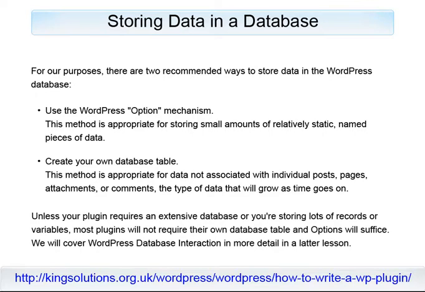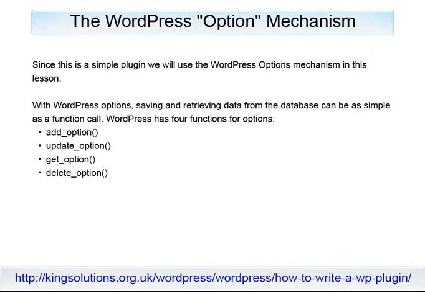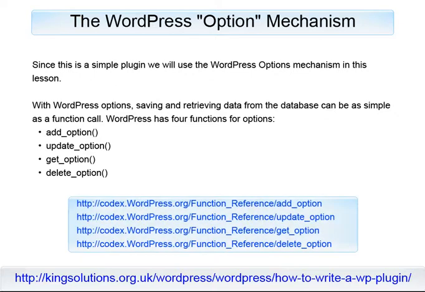Unless your plugin requires an extensive database or you're storing lots of records or variables, most plugins will not require their own database tables, and options will suffice. We will cover WordPress database interaction in more detail in a later lesson. The WordPress option mechanism. Since this is a simple plugin, we will use the WordPress options mechanism in this lesson. With WordPress options, saving and retrieving data from the database can be as simple as a function call.